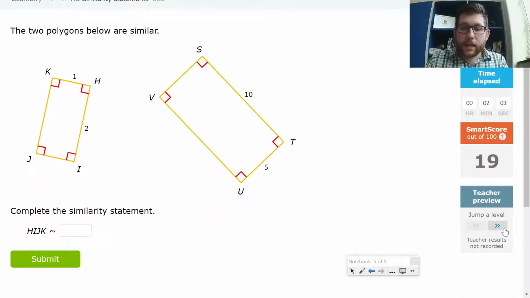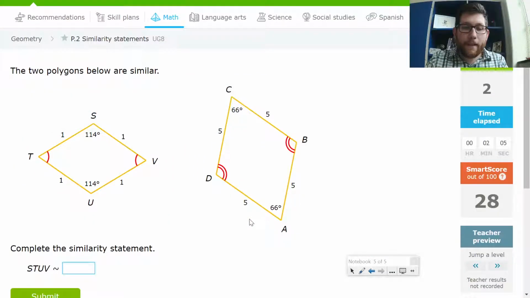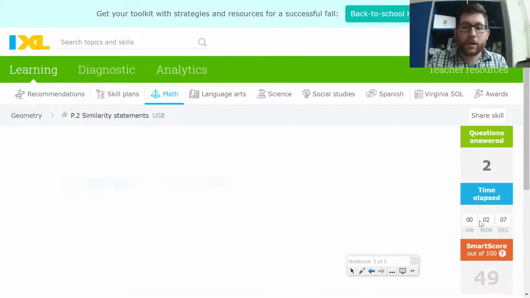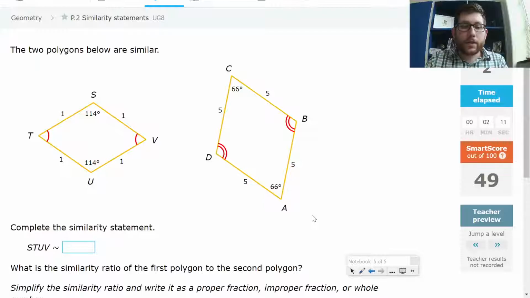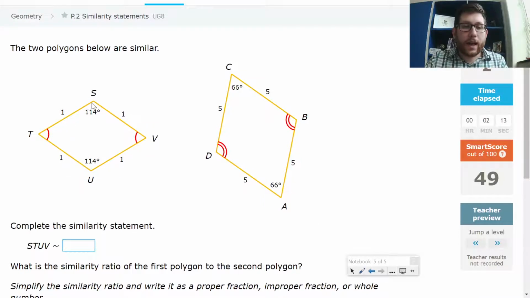All right, let's take it up a notch. Okay, let's actually take it up another notch. Here we go. All right, so this time, S, T, U, V. S is one of these bigger angles, right? Now notice, I've got 114, I've got 66. Those do not match. So that means the 114s are going to match with these over here. So I'm going to match S with D. S to T.